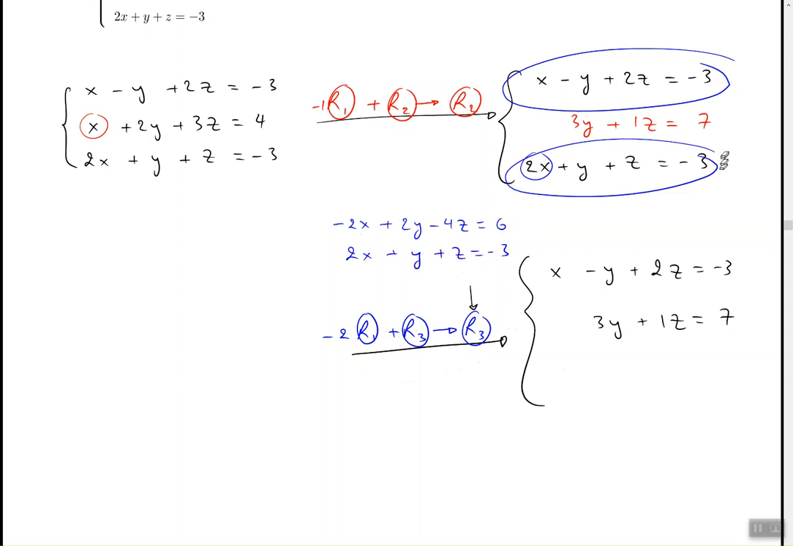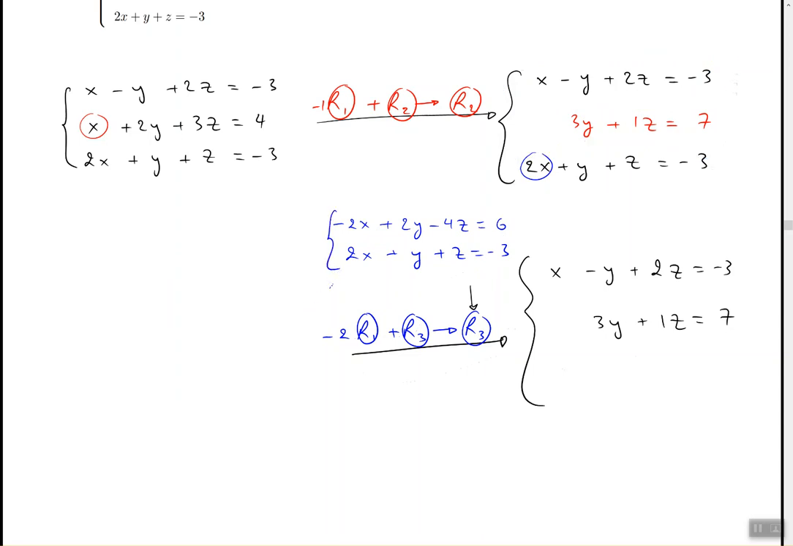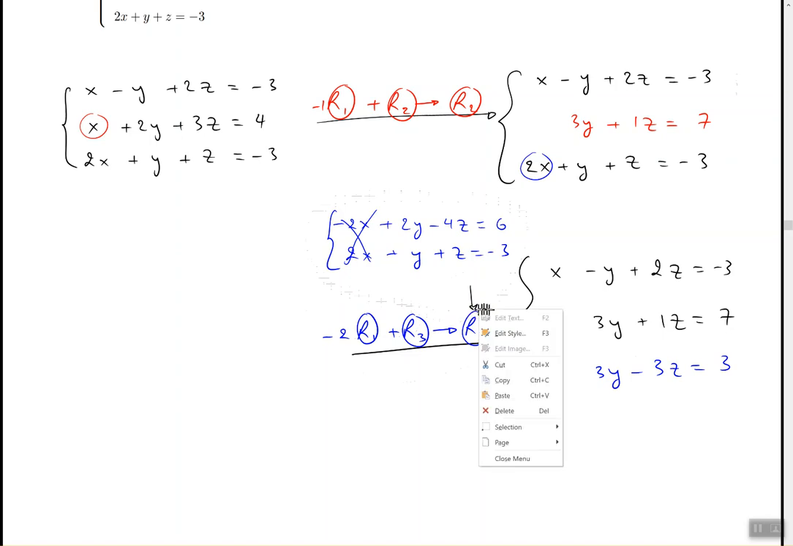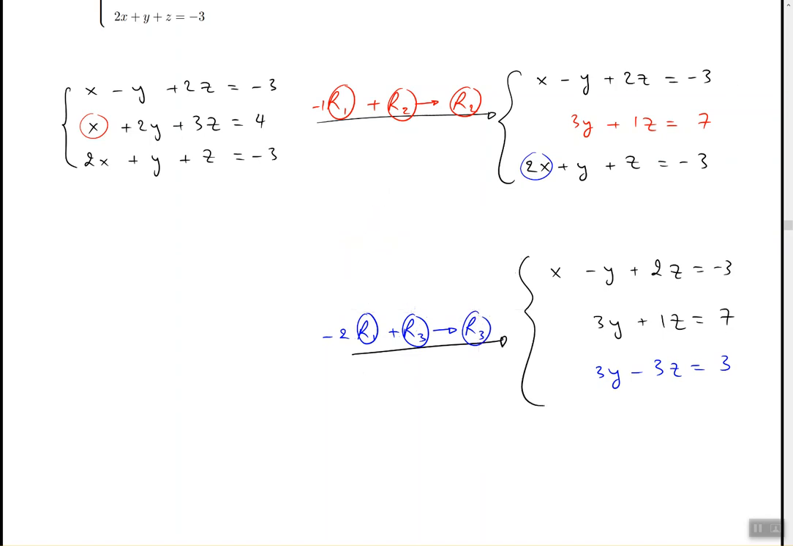And now that I've done that, let's go ahead and add them up. How much do you get when you add them up? The x's go away. We end up with 3y minus 3z equals 6 minus 3, which is 3. And again, you're done with this mental stuff, so you're going to go ahead and delete it.